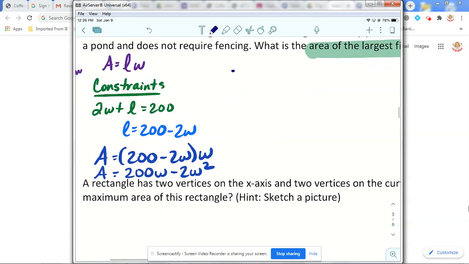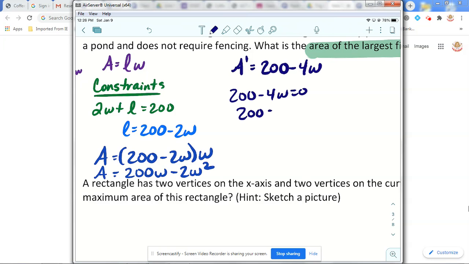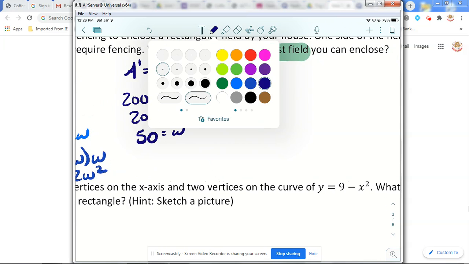Okay, so we'll find our derivative and find our critical numbers. Okay, so we have one critical number, this is 50. But we need to make sure that this is definitely a maximum. So we'll find the second derivative real quick.